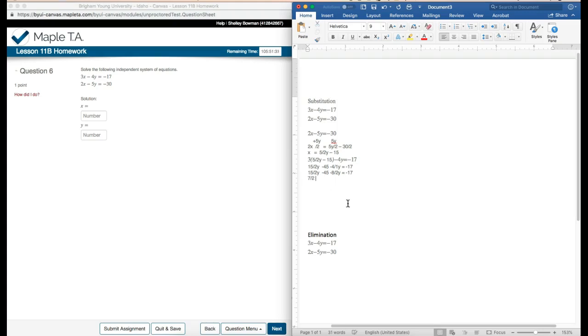7 halves y minus 45, and that's still equal to our negative 17. Okay, so now I need to continue solving for y, so I'm going to add 45 to both sides, keeping that equal sign balanced.